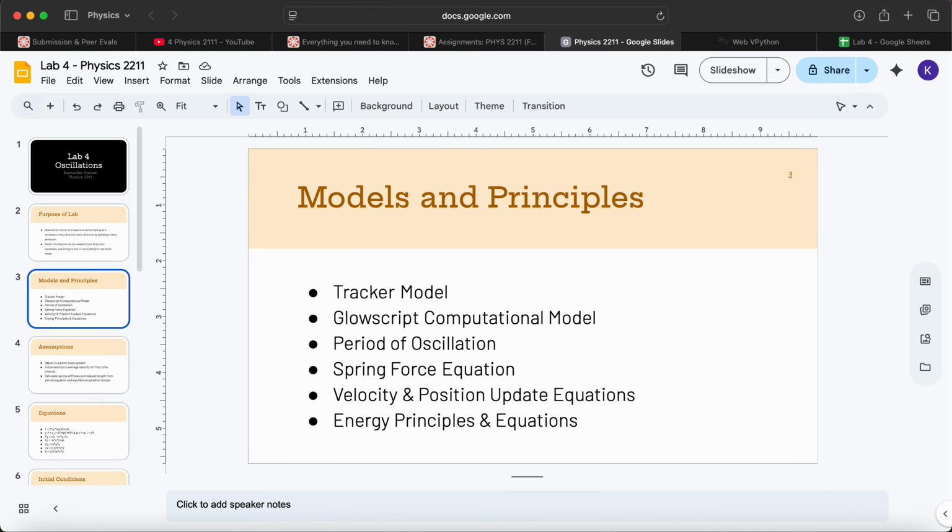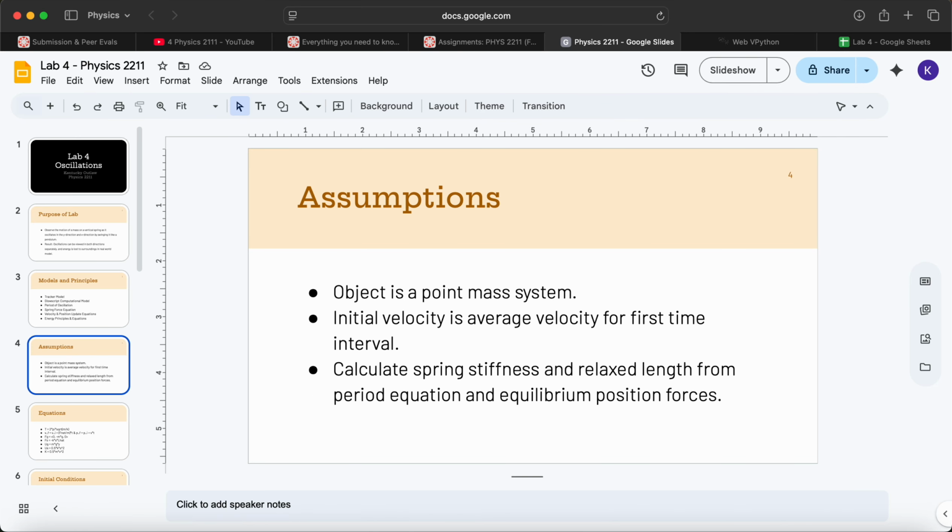And so the models and principles we use are, of course, a Tracker model, GlowScript, the period of oscillation equation, the spring force equation, velocity and position update, and then our energy principles and equations. Some assumptions we made are that the object is a point mass system, the initial velocity is the average velocity for the first time interval, and that we're able to calculate our spring stiffness and relaxed length using our period equation and equilibrium position forces after we've done the Tracker model.